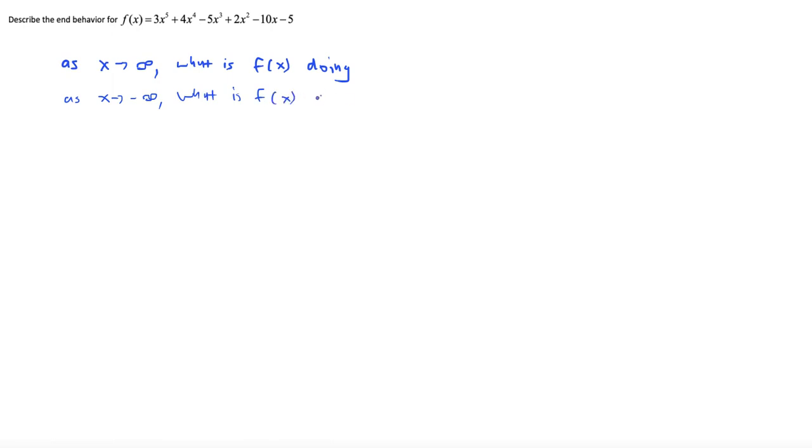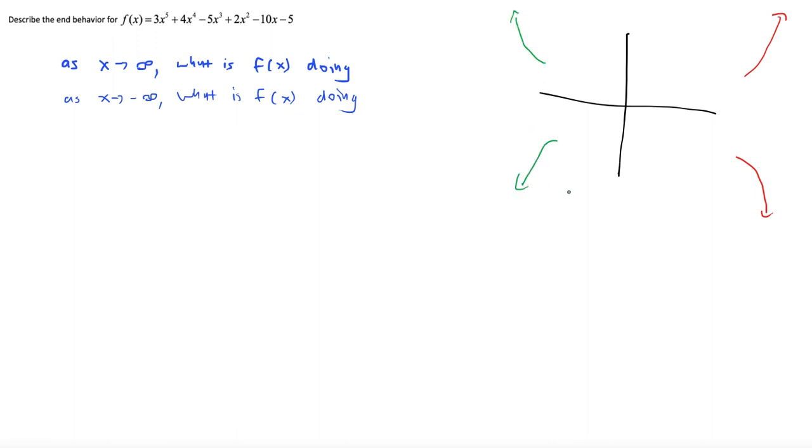So remember, end behavior refers to the ends of the graph. So this is not the answer here, but basically, as x gets really large, so as x goes to infinity, is your graph going up or is your graph going down? Remember, these are the f of x values. So what is f of x doing? Is f of x getting larger or is f of x getting smaller? And similarly, as x approaches negative infinity, as your x values are getting smaller and smaller, is your graph going up and to the left or down and to the right?